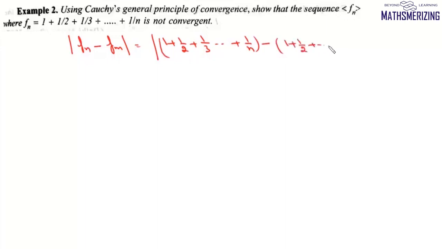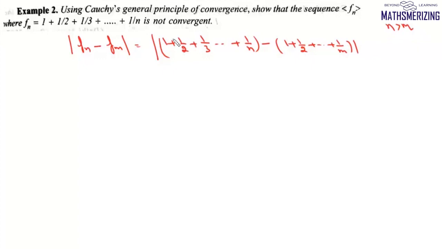Now the next question is, using Cauchy's general principle of convergence, show that the sequence Fn is not convergent, where Fn is 1 plus 1 by 2 plus 1 by 3 up to 1 by n. Again we'll find |Fn minus Fm|. Fn will be 1 plus 1 by 2 plus 1 by 3 up to 1 by n, minus (1 plus 1 by 2 up to 1 by m), where n is greater than m.